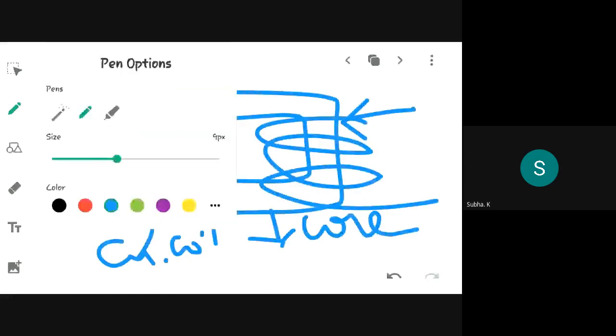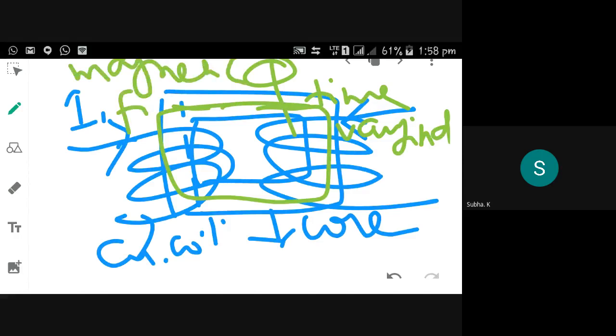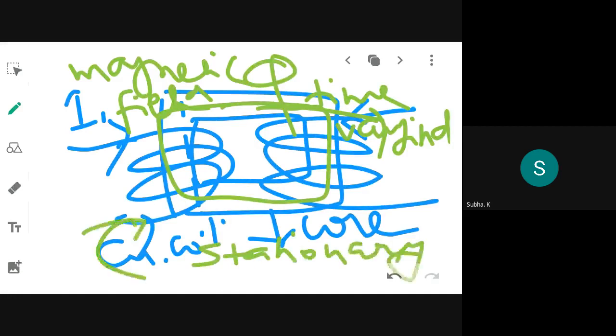That flux is shown by this dotted green line. That flux is time varying. So with respect to this time varying flux, the EMF is induced, again as per the mutually induced EMF principle. Here the magnetic field is time varying, but what about the conductor? It's stationary. You have a stationary primary coil and a stationary secondary coil.